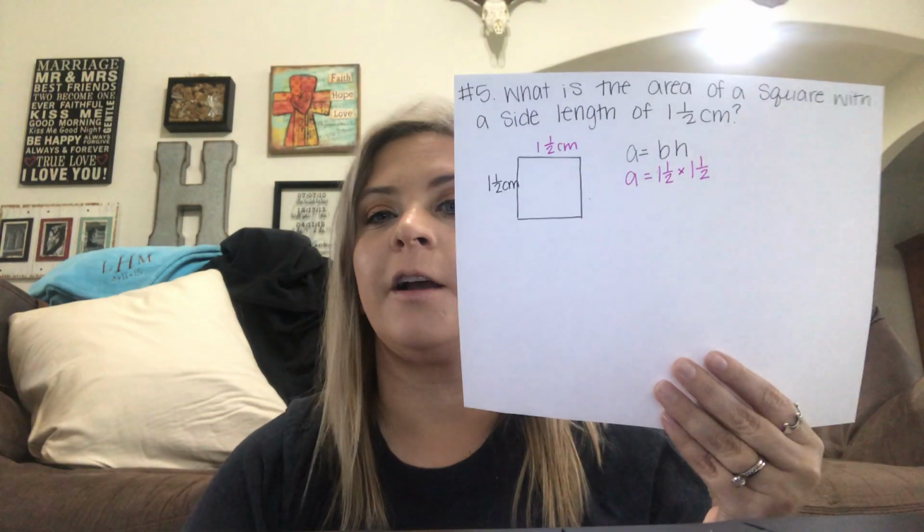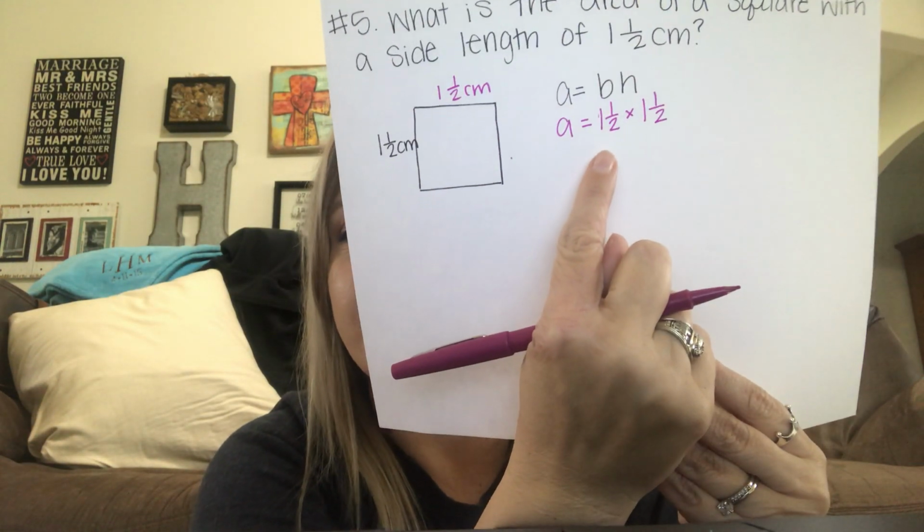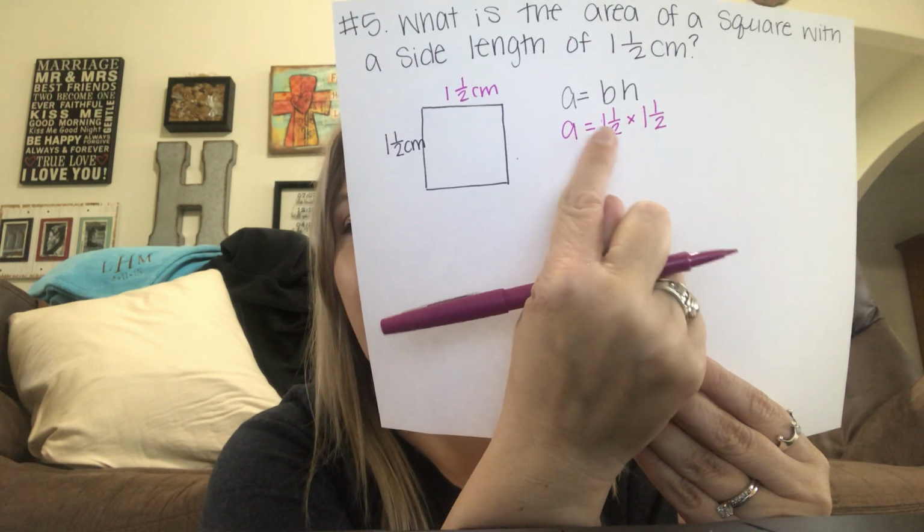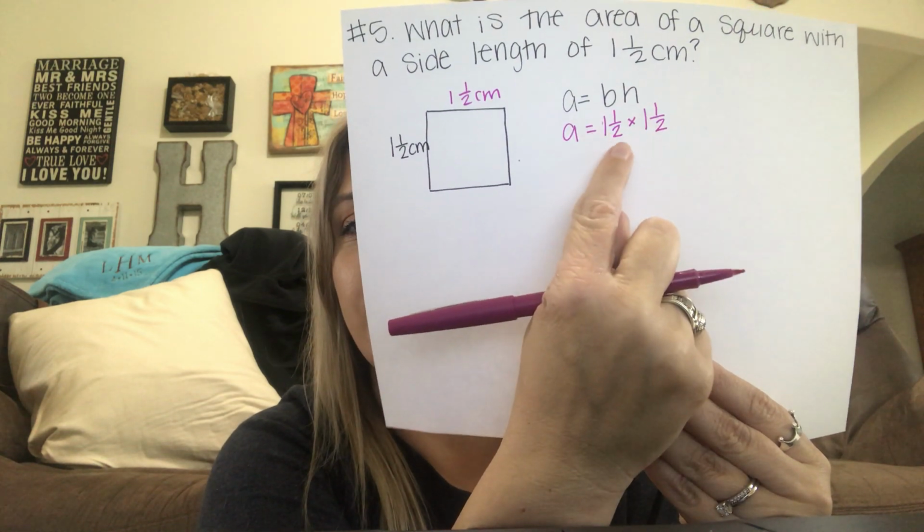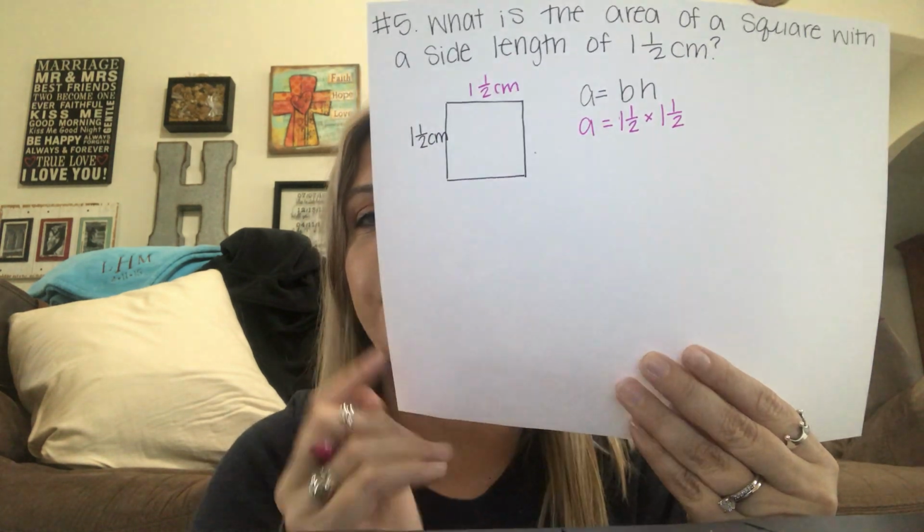Now I've got that set up. Now, it may be difficult to multiply a mixed number, but we can change this mixed number into an improper fraction, making it a little easier to multiply. Remember, to do that, we use Texas. So we multiply our whole number by our denominator, so 1 times 2, which is 2, and then you add that to the top. So our new area, our new length, base, is 3/2.